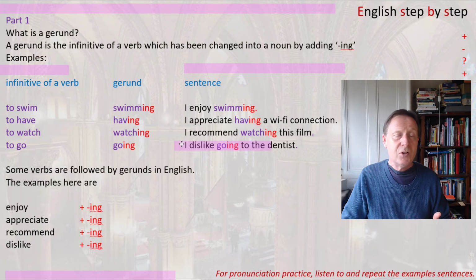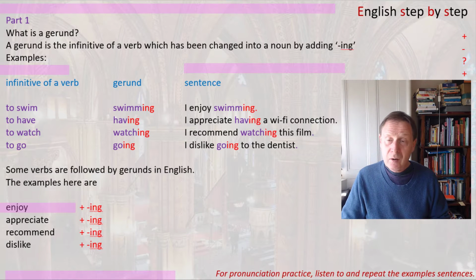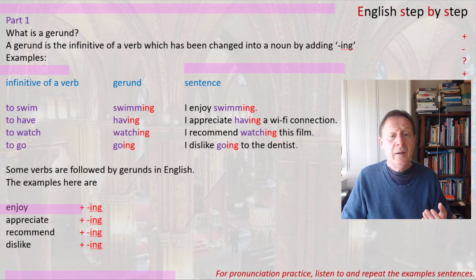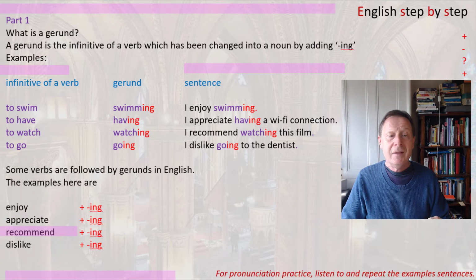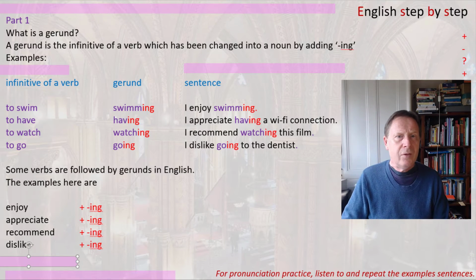So the best way to remember these and become familiar with them is to listen to and read English as much as possible, so that you hear enough examples that you know you need a gerund. I enjoy swimming. I appreciate having. I recommend watching. I dislike going. So there are many verbs which have the gerund form after it. Now here we have 4 examples. Enjoy plus ing. Appreciate plus ing. Recommend plus ing. Dislike plus ing. These are just 4 examples, so we're going to look at some more in the rest of this video.